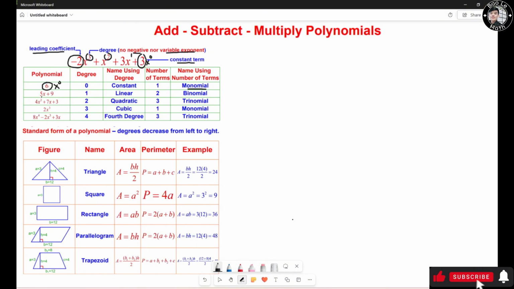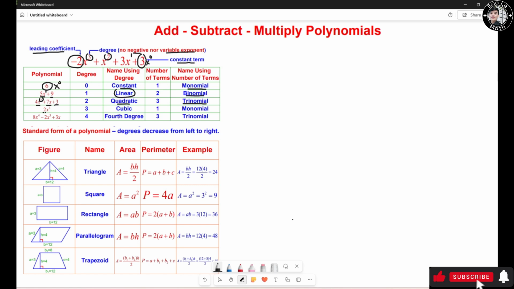Now, the second one, we have two terms, right? So this is called a binomial. And if you have two terms and the highest degree is 1 right here, this is called linear. Next one, we have three terms, 1, 2, 3, and this is called a trinomial, right? So the highest degree right here is 2, so this is called quadratic.